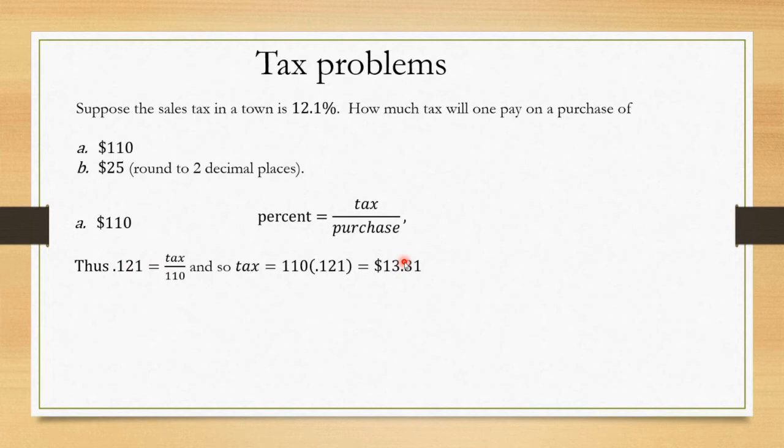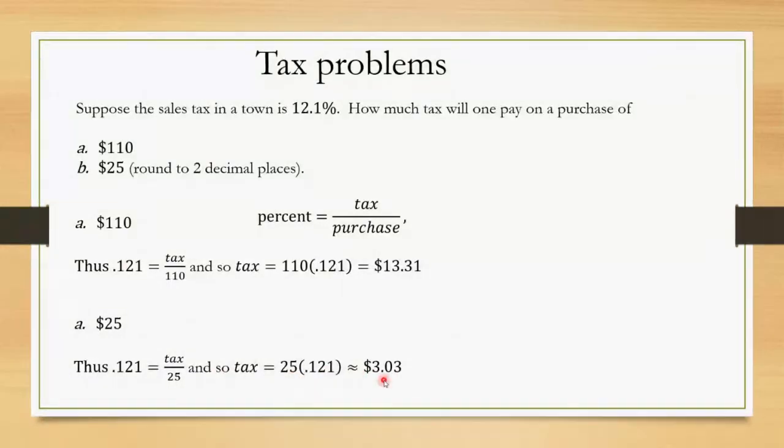Okay, what about part B, the $25? Well, it's the same idea. The only difference is that the purchase is a different amount. But it's the same idea. Basically we're asking, what is 12.1% of whatever the purchase is? And that's what we're doing here. So we get this. Okay. So here we get $3.03. So that's tax. That's a percentage.